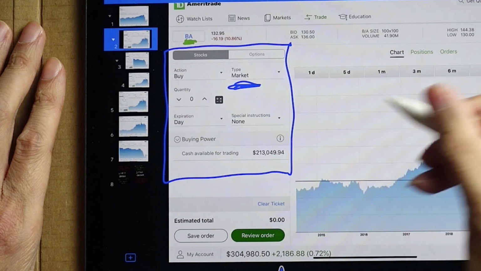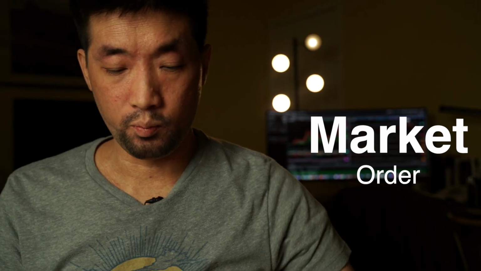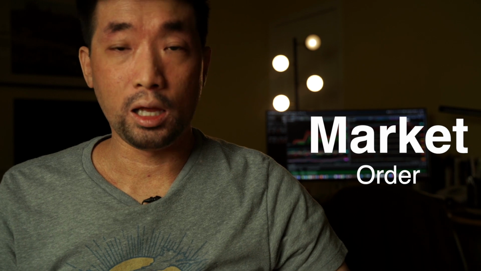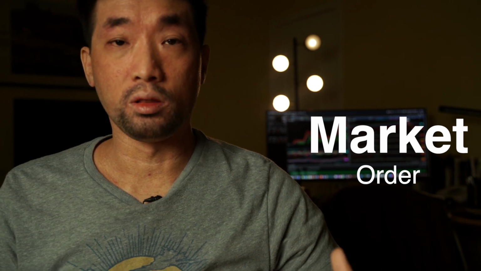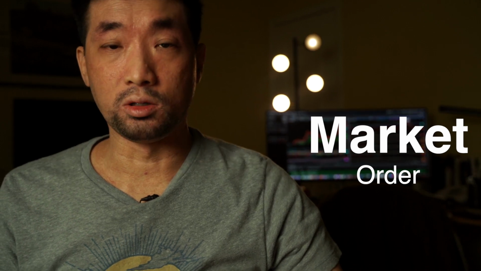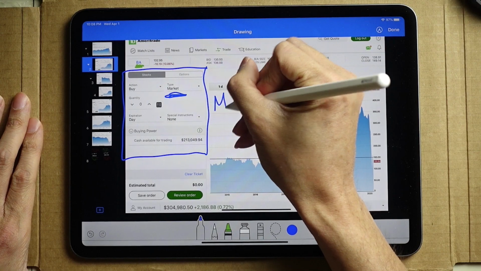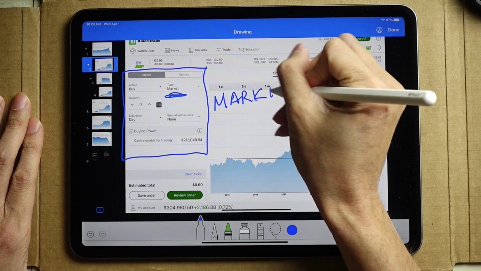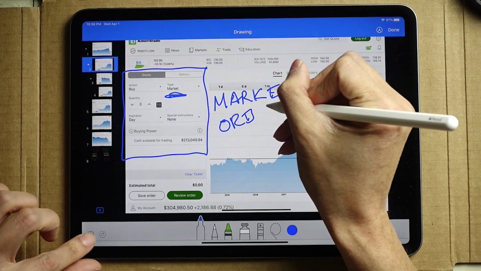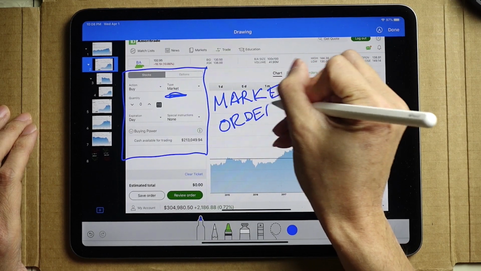So the market order is the default order. Market orders basically just say you're going to buy or sell at whatever the next price is for the stock. So you don't have a lot of control over it. This is the kind of order where as soon as you submit it, the trade will go through and you will buy or sell the stock for whatever price it's trading at that moment.